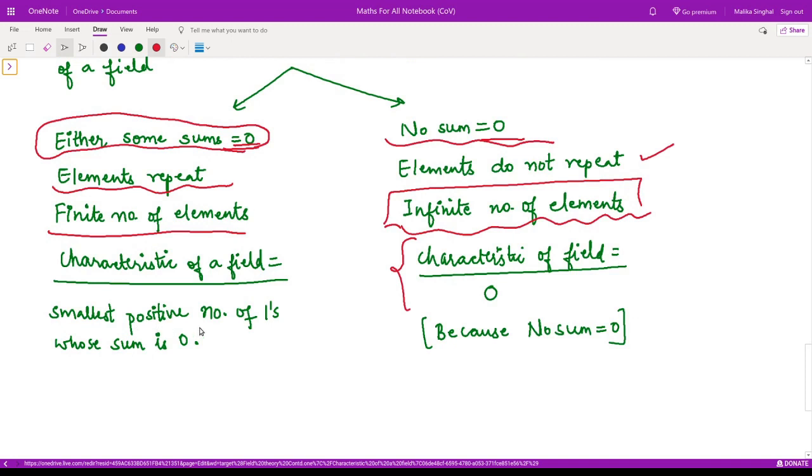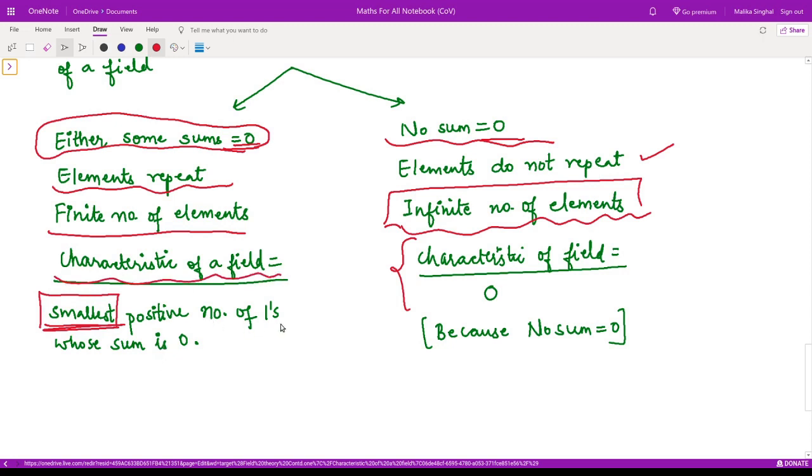So in this case, what is the characteristic of a field? That is the smallest positive number of ones whose sum is 0. Remember, the smallest is important here, because if you keep on adding 1 and 1 and 1 and 1, you will get 0 again after a certain period, and if you keep doing that, you will again get 0. So the smallest is important, because that is defined as the characteristic of a field.